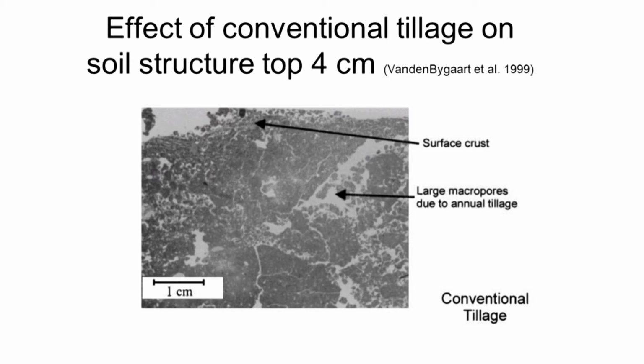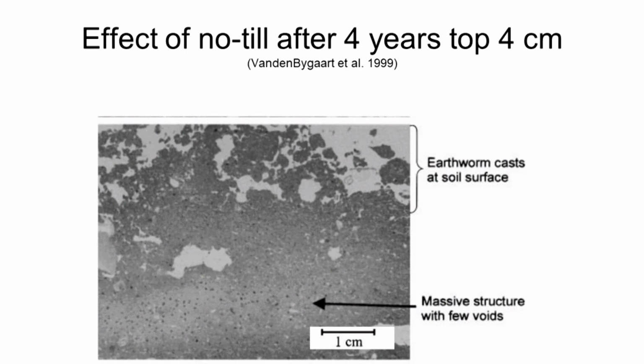So you can see this soil structure. Lots of large macropores due to the annual tillage, like we've been talking about. But what's interesting about this study is they did these cross-sectional images of a no-till field over time, over 11 years. And this is really what's interesting. So this is your conventional tilled soil. This is no-till after 4 years.